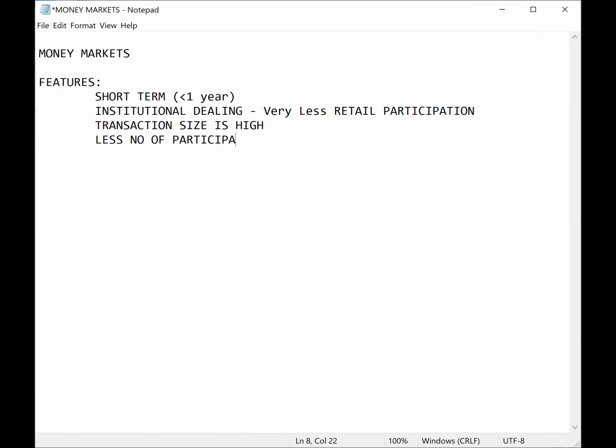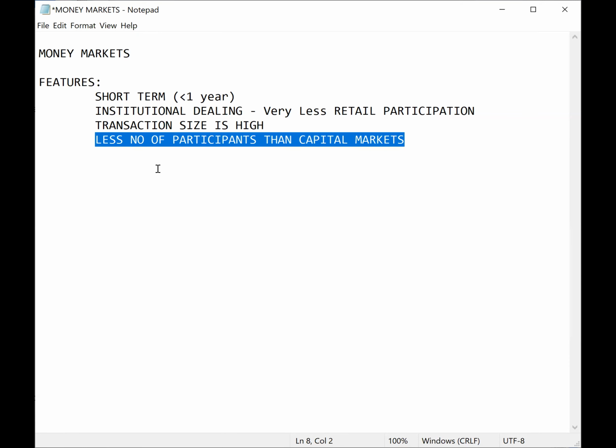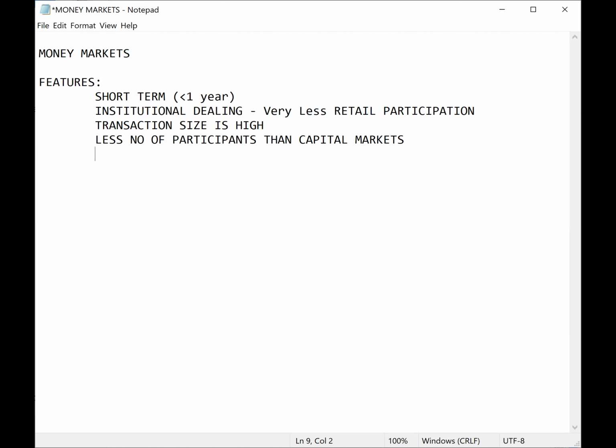Then you have less number of participants than capital markets. In capital markets, you have a lot of retail participation also, so there is a lot of active involvement of buyers and sellers. But here you have less number of buyers and sellers, because only large institutes are dealing between themselves. So obviously the number would be smaller, but the transaction size would be bigger.